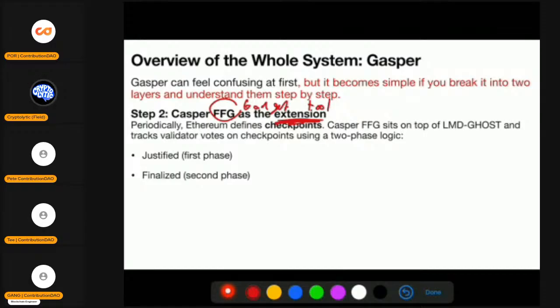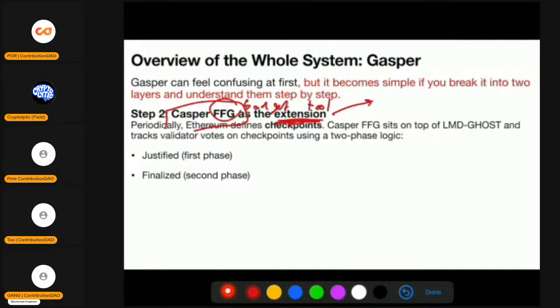And this Casper FFG, you can map it to the two-phase voting protocol that we discussed in many previous lectures, like the Monad BFT, the Sui consensus protocol, and so on. All of them are two-phase voting protocols, and the Casper FFG also uses the same idea. So we will try to map that picture into the Casper FFG, and it will fit into the LMD GHOST quite perfectly.